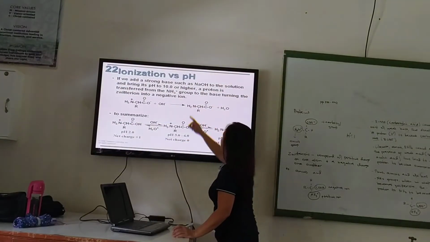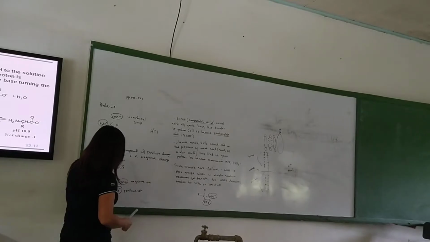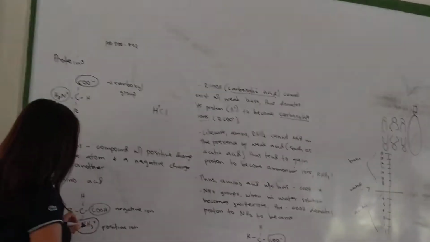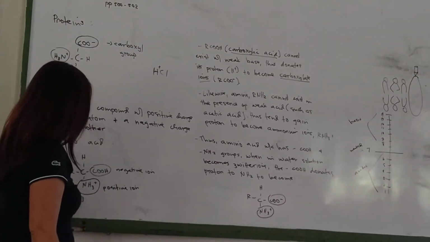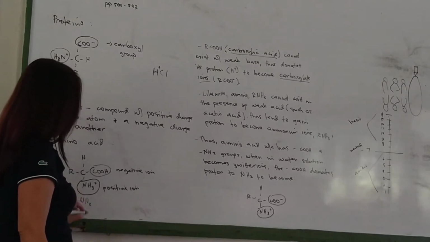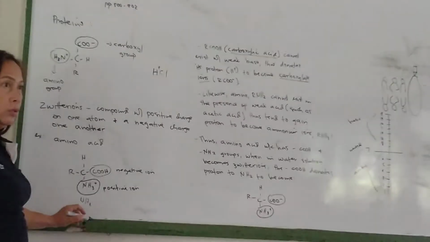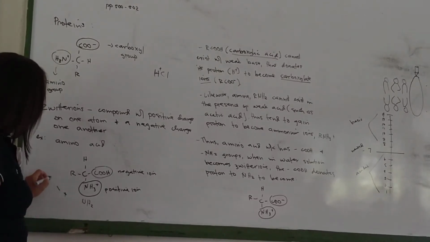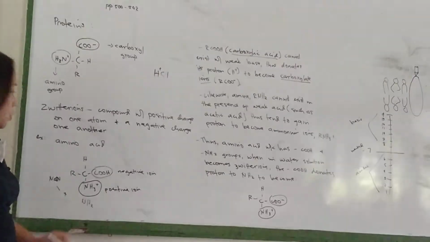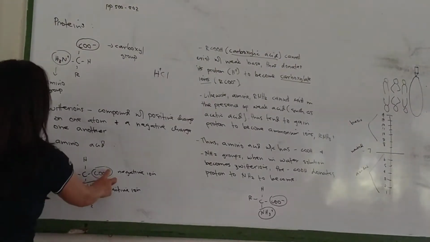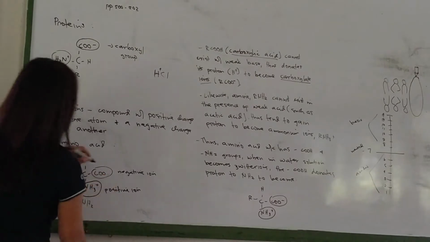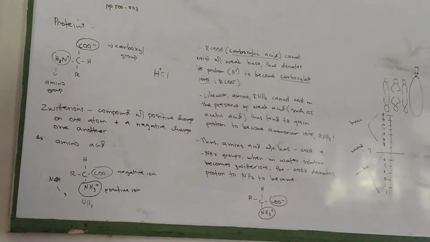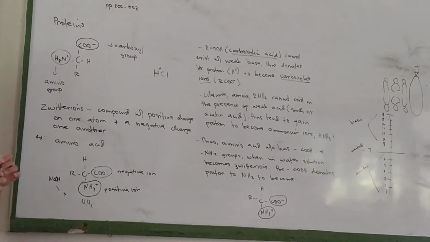Negative ion. Okay, again. So if the sodium takes the proton, the NH3 can become NH2. It becomes NH2, and the positive is now taken by NaOH. So what is left is the negative charge, so it becomes negatively charged. Okay? Are you with me?